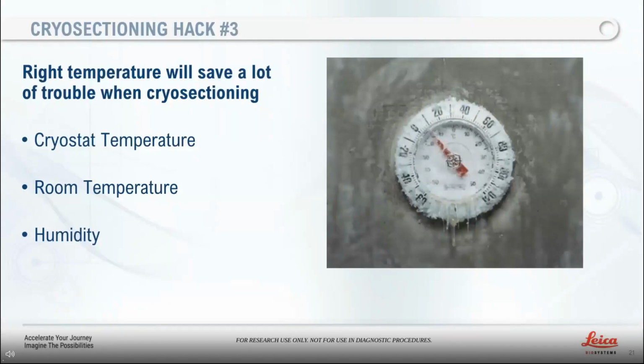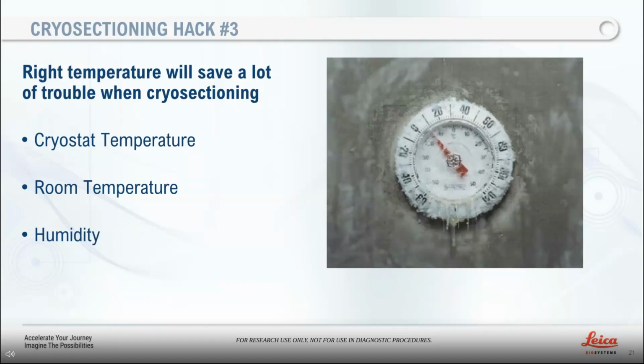Cryosectioning hack number 3. The right temperature will save a lot of trouble when cryosectioning. I am talking about your instrument, your room, and even your floor temperature. The temperature in the cryostat should be set for your type of sample, usually around minus 20 degrees Celsius. If the temperature is too low, the block will be too rigid, and the sections won't be smooth and thin. If the temperature is too high, it won't achieve proper ribboning. Keep the cryostat door closed as much as possible to avoid temperature fluctuations.